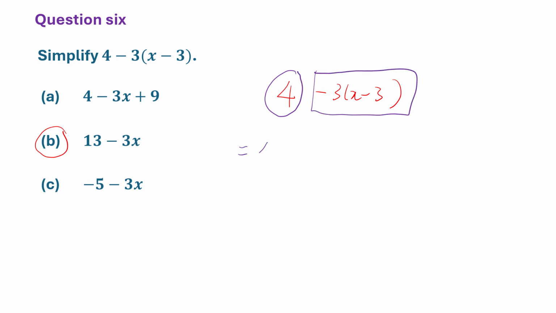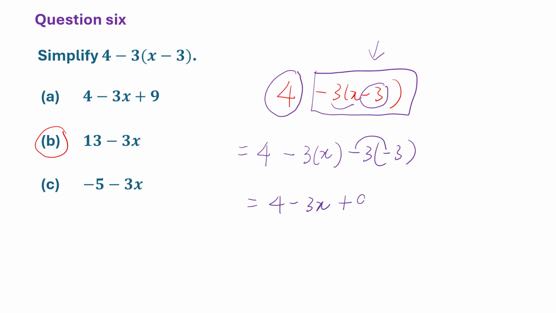So we're going to leave 4 alone. For this second term, we're going to use the distributive law, which is we take negative 3, multiply with x. Then go back to negative 3 again, multiply with negative 3. So that will give us 4 minus 3x. Negative times negative will give you positive 9. And that gives us 4 plus 9 minus 3x. And that gives us 13 minus 3x. Therefore, the correct answer is B.